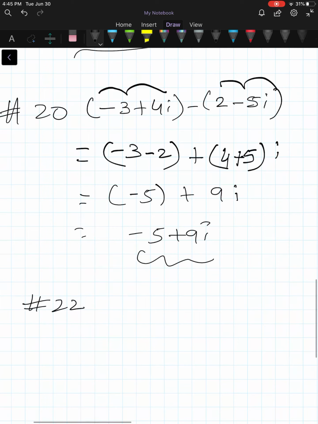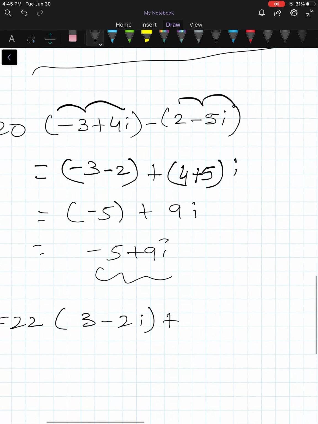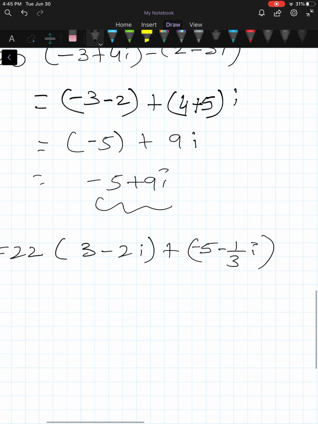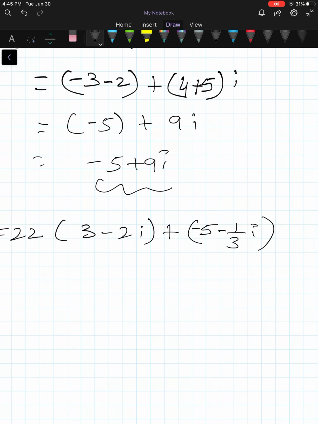The next question is number 22. Here you are adding the complex numbers. That is 3 minus 2i plus -5 minus 1/3 i. Doing the same process as we did earlier, the imaginary parts of these two numbers are 3 and -5. Now you are adding the complex numbers, so you need not worry about the signs associated with the real parts as well as imaginary parts.